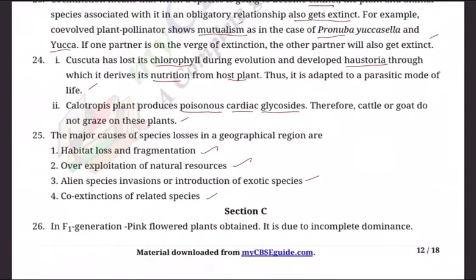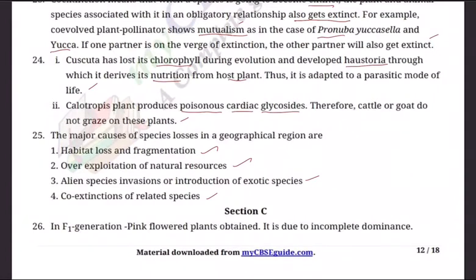Now I'll read the questions followed by the answers, and as I said, you need to keep a separate notebook for these 10 to 12 sample papers that I'm going to give, so that it will be very handy during your examination. Section C, question 26. In Section C, you know that there will be 5 questions, 3 marks each, 5 into 3, 15 marks.